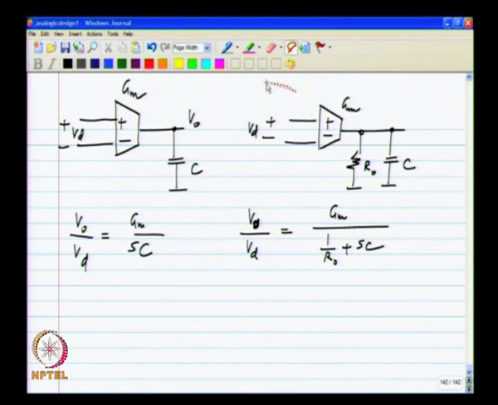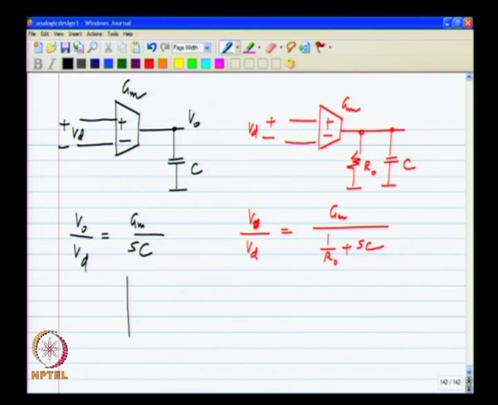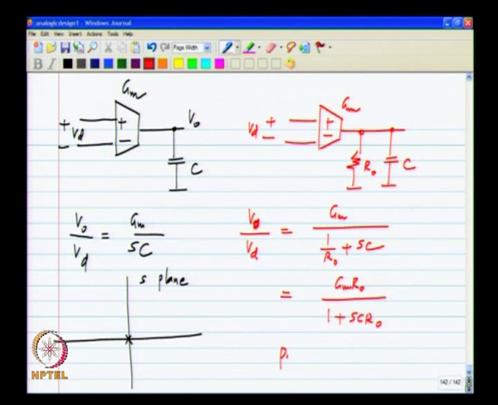So, let me make these of a different color just for distinction. If you look at the s plane, originally the pole was here and now this can be written as, for instance, GmRo over 1 plus sCRo, and the pole is at minus 1 by C Ro. So, the pole moves into the left half plane and exactly how much it moves depends on the value of Ro. The higher the value of Ro, the lesser the movement into the left half plane.